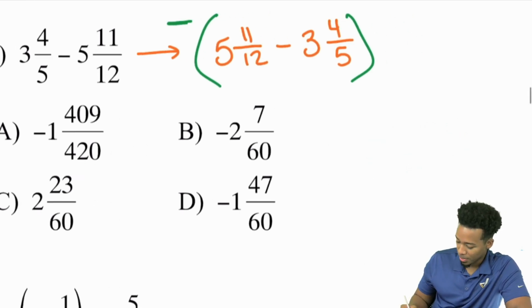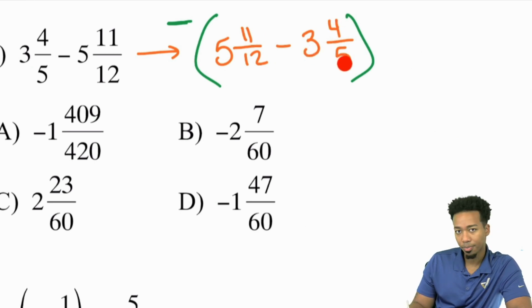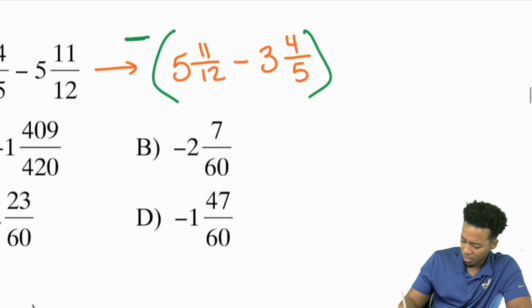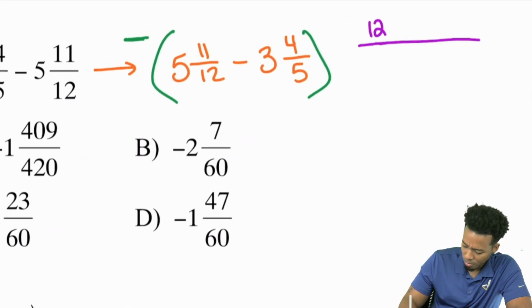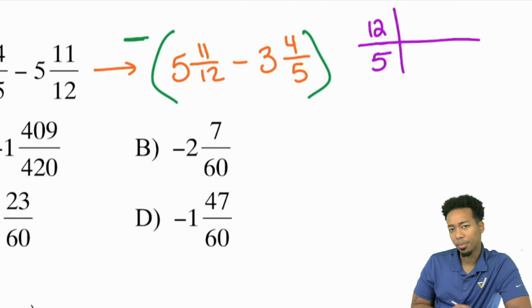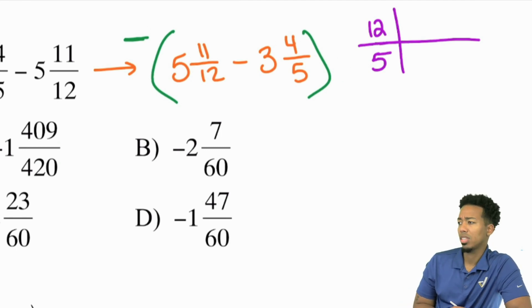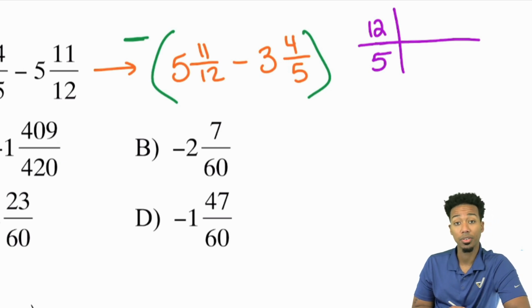Here we go. We have 5 and 11 over 12, 3 and 4 over 5. What I'm going to do here is turn these into the same denominator. We have 12 and we have 5. What do 12 and 5 have in common? Well, think about it. 12 and 5 don't have a shared factor, so that means that you should just multiply them together.